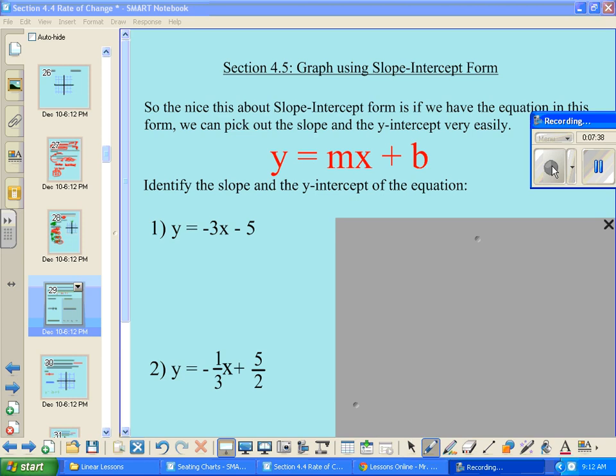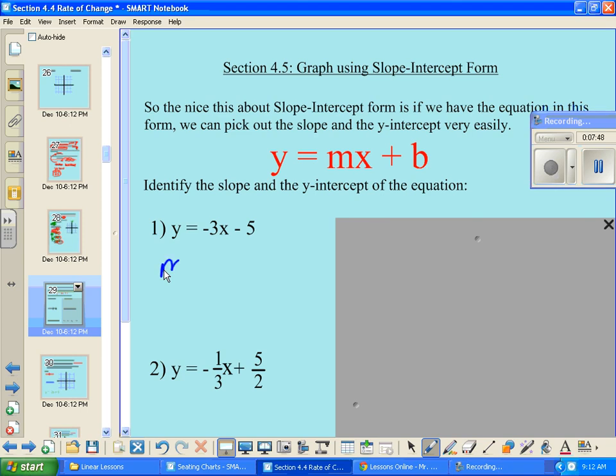Some of the practice we'll get today will just be in doing that, picking off the slope and the y-intercept in an equation in this form, just to make sure we know which one is which, and we start getting used to looking for those numbers. So like in problem number 1, just like students might see on an assignment today, it'll say identify or find the slope and y-intercept of the equation. If I'm looking for the slope, again, it's the coefficient of x, or that number that's right in front of x, so negative 3 in this case.